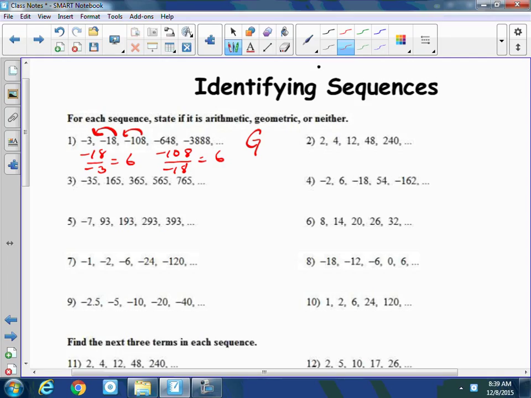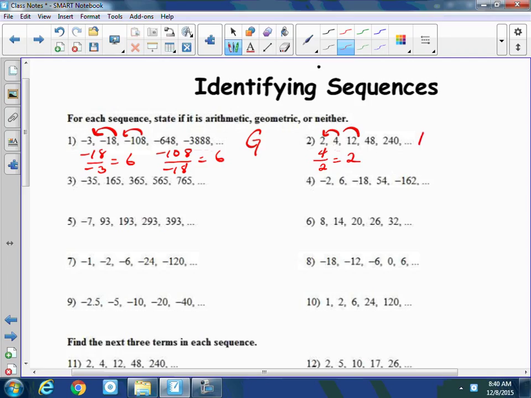All right, let's go to number 2. Let's find the difference first. 4 minus 2? That will be 2. What is 12 minus 4? That's definitely not 3. 12 minus 4 is 8. That's definitely not arithmetic, right? All right. So let's do the division. 4 divided by 2 is 2, but 12 divided by 4 is 3. So this is what? Neither.